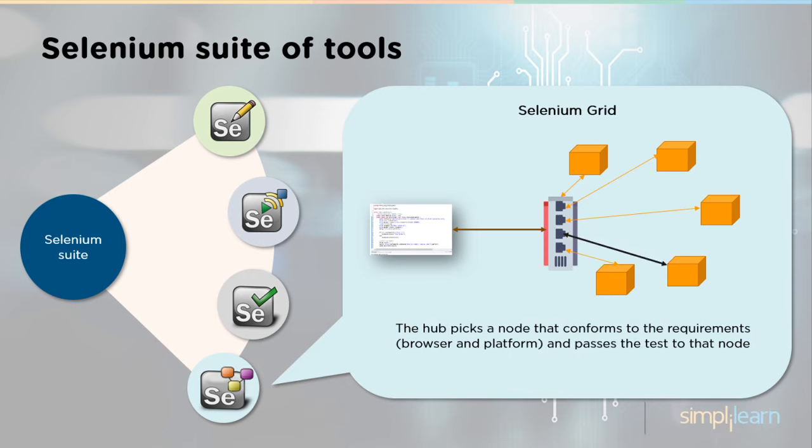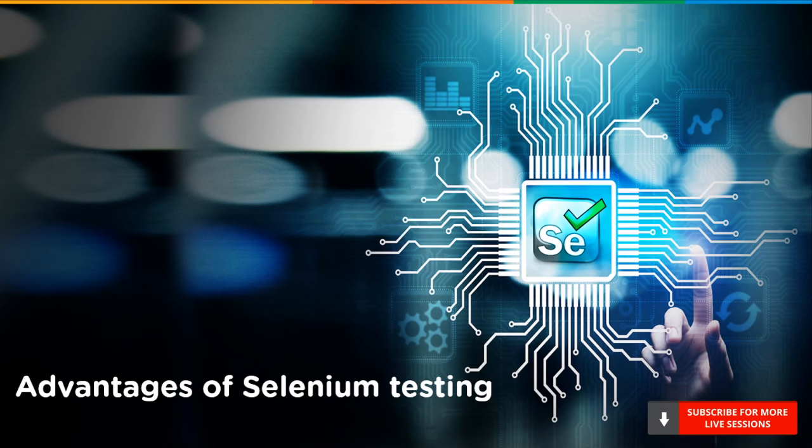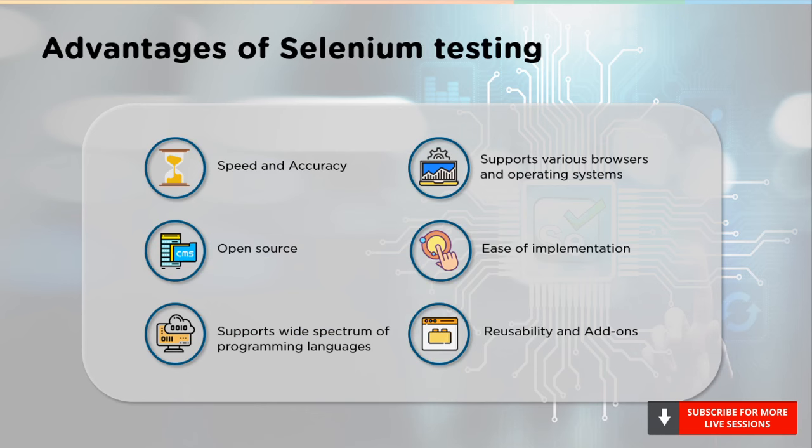Now let's look at the advantages of Selenium testing. First up, we have speed and accuracy. The testing process is quick and accurate since any human errors are ruled out. It is also open source, meaning anybody can download and start working on small projects. And as we've discussed earlier, it supports a wide range of programming languages and operating systems. It is also very easy to implement. It doesn't require a strong knowledge about the tool. And lastly, the main advantage is the fact that it is reusable.